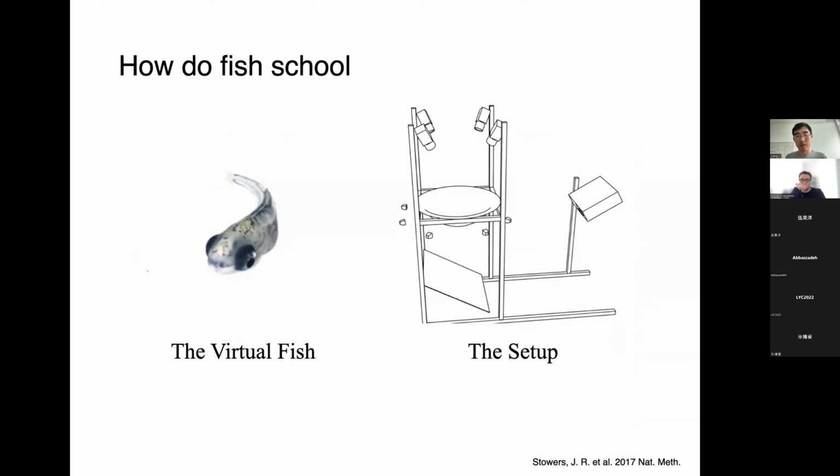Based on this, we create a virtual reality system for fish. We have a tracking system to track the real fish in the bowl. Here in the bowl, we have 4 cameras tracking the real fish in 3D. And based on the position of the real fish, we project the 2D stereographic image to make the real fish think she is swimming in a 3D environment.